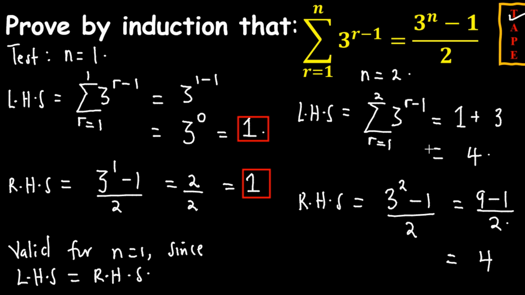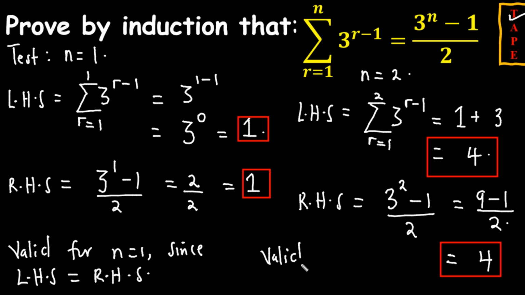When we compare the left hand side and the right hand side for n equals 2, it is clear that they are equal. So when we see this happening, we say that the formula is valid for n equals 2, since left hand side is equal to right hand side. After doing that, we are going to assume the validity of the formula. That is step number 2.